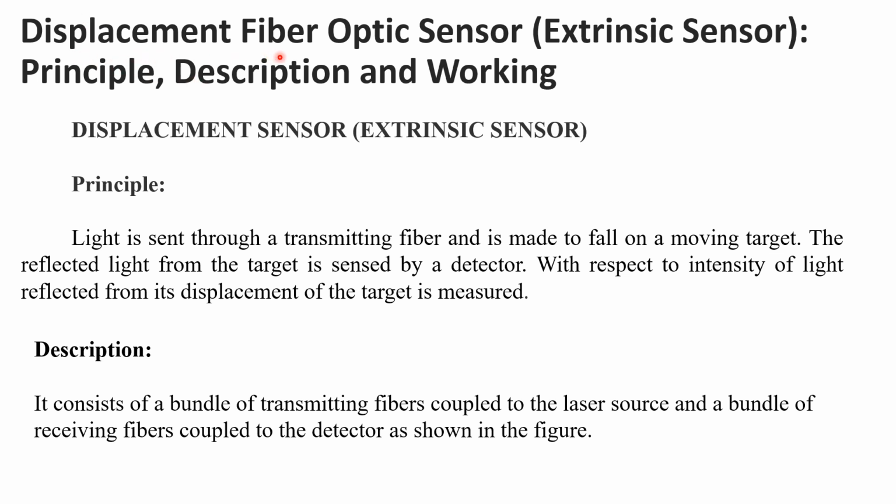First, we'll see about the displacement fiber optic sensor, which is an extrinsic type sensor. We'll see about the principle, description, and working. The displacement sensor is an extrinsic sensor, and the principle is that light is sent through a transmitting fiber and made to fall onto a moving target. Then the light reflected from the target is sensed by the detector. Based on the intensity of the reflected light, the displacement of the target is measured. Now the description. It consists of a bundle of transmitting fibers coupled to the laser source and a bundle of receiving fibers coupled to the detector, as shown in the picture.